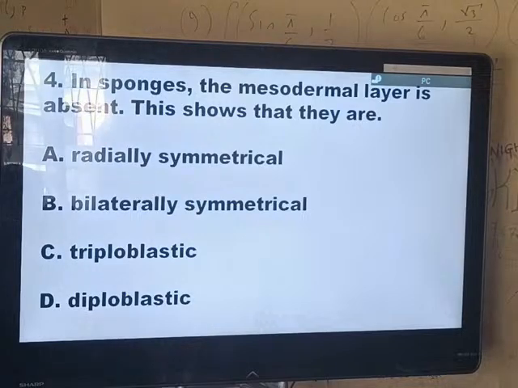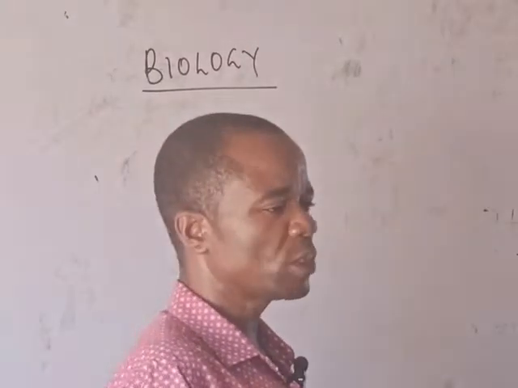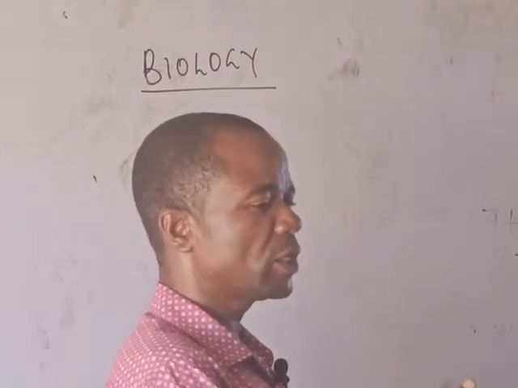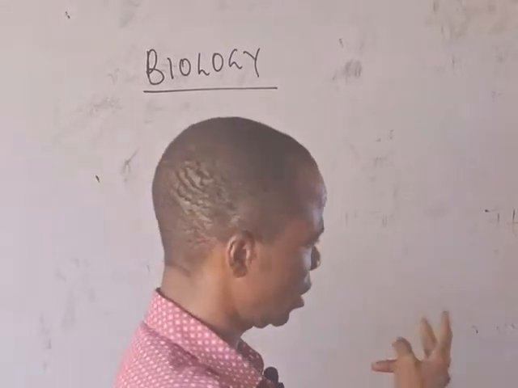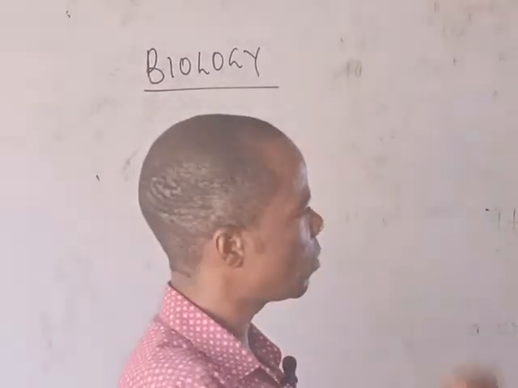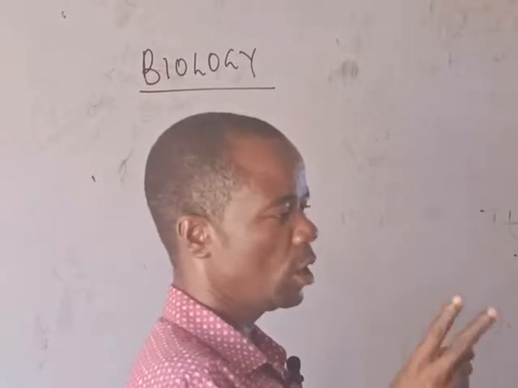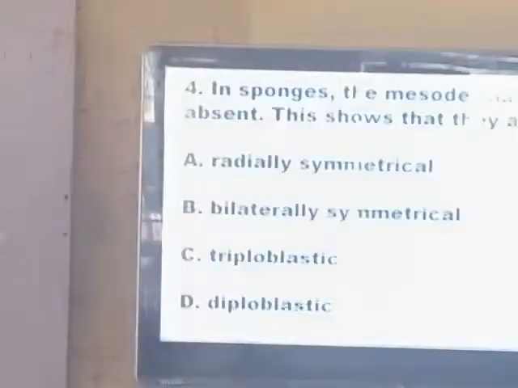Now, in organisms, there are usually three layers: the outermost layer, ectoderm; the innermost layer, endoderm; and then the middle layer, which is mesoderm. So any organism that possesses these three layers, we refer to as triploblastic. Even from three, you can see triploblastic. But the question here says that in sponges, the mesodermal layer, that's the mesoderm, is absent. So if the mesoderm is absent, how many body layers are we having remaining? Just two. The outermost one, the ectoderm, and the innermost one, the endoderm. So that makes it diploblastic.